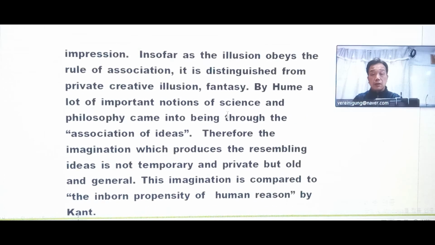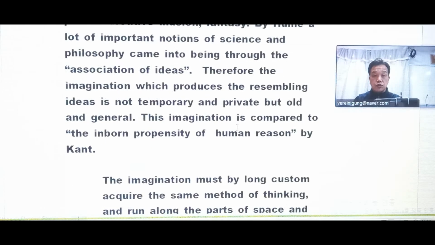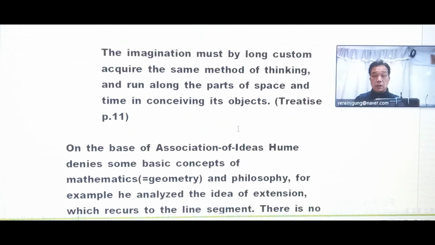By Hume, a lot of important notions of science and philosophy came into being through the association of ideas. Therefore, the imagination which produced resembling ideas is not temporary or private, but old and general. This imagination is compared to the inborn propensity of human reason by Immanuel Kant. The imagination must by long custom acquire the same method of thinking and run along the parts of space and time in conceiving its object.